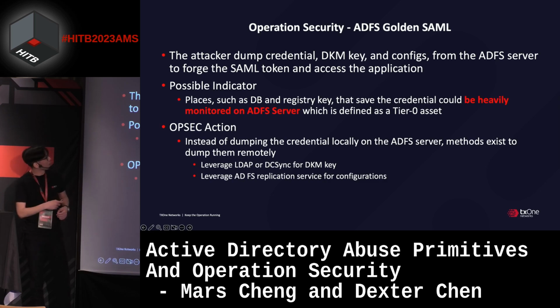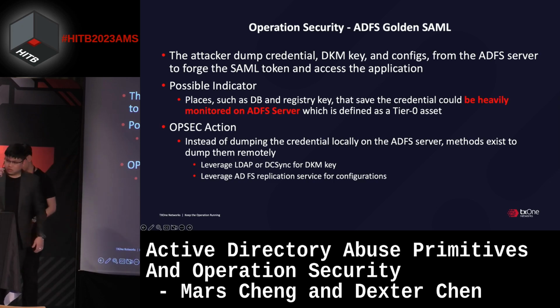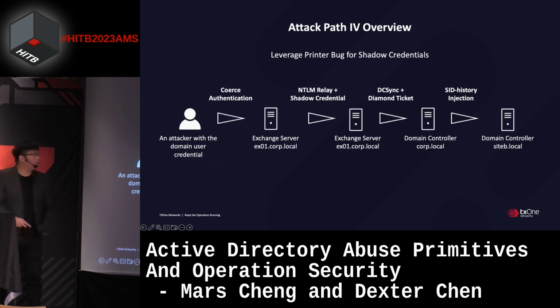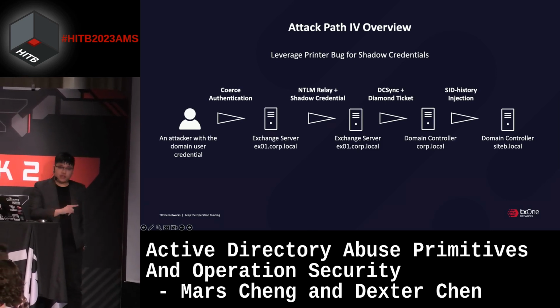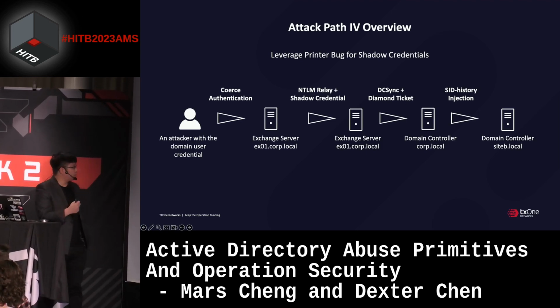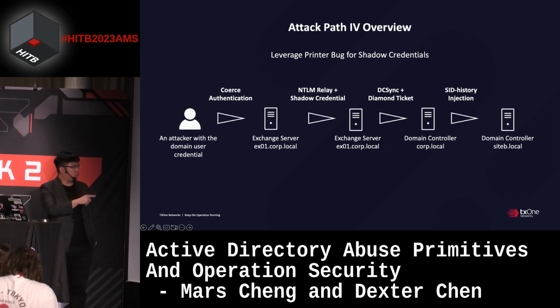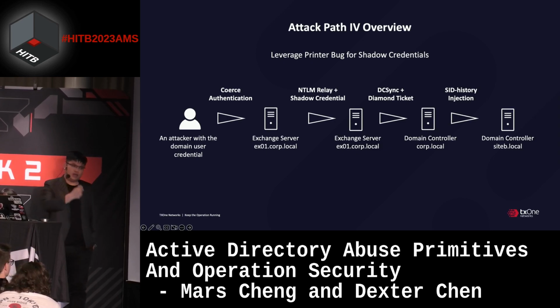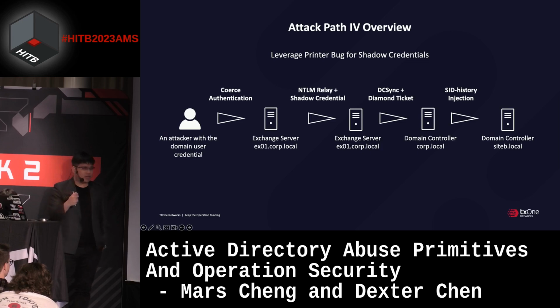Okay. Now, for the rest of the attack paths, let's have Mars. The final attack path here, we will leverage printer bug to the shadow credential. The attacker will have a domain user credential and leverage coerced authentication with NTLM relay and shadow credential to get EX01 server permission. And we can leverage this Exchange server user to perform DCSync to get the KRBTGT password hash, and we can perform the diamond ticket and SID history injection for the cross-domain, cross-forest attack.